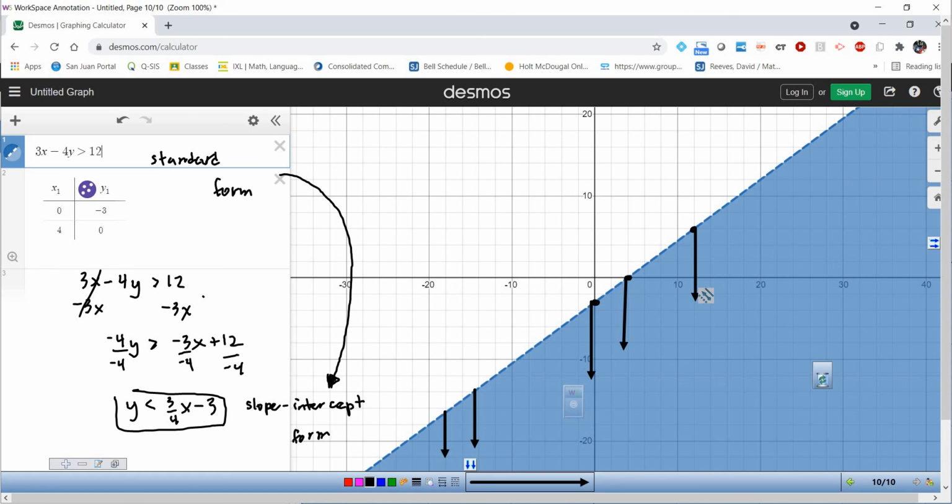So that is how you graph linear inequalities in standard form.